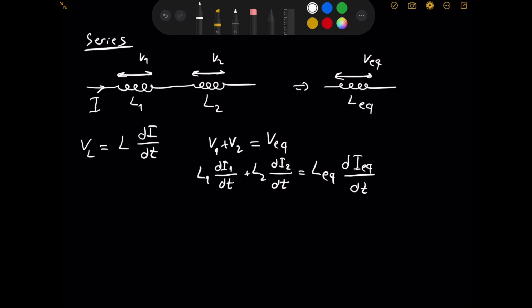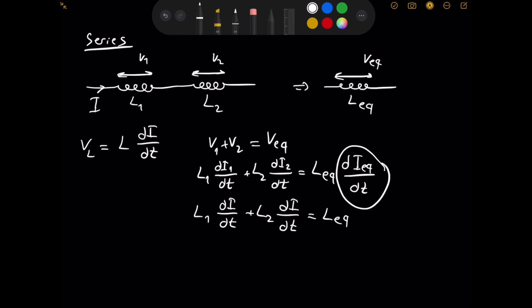Now, some things will simplify, don't worry about it. The thing is, we know that I1 and I2 are both I, because the current through L1 and the current through L2 are the same, and we just call that current I. How do I know that? Well, because they are in series. That is, by definition, if two circuit elements are in series, that means the current through them is the same. So basically, we could just write di by dt plus, again, di by dt there. Okay? Equals L equivalent, and well, di equivalent by dt, that's also di by dt.